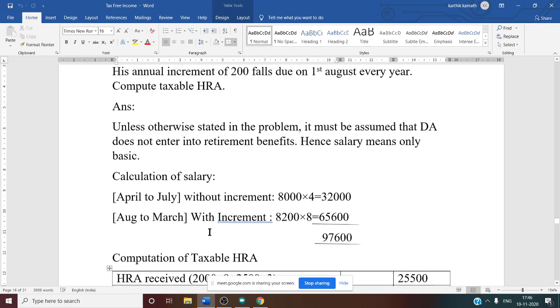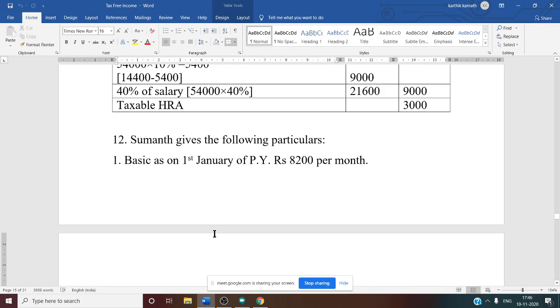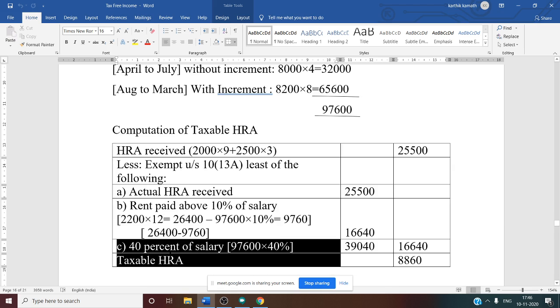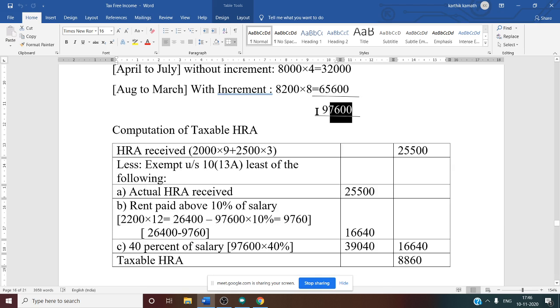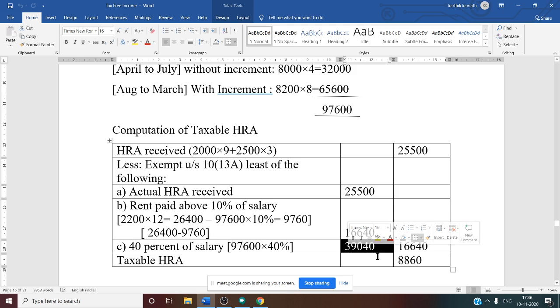Now, the third condition. Again, the city is not mentioned in the problem. Whenever the city is not mentioned in the problem, we have to take 40% of salary. So 40% of salary, we know 97,600. 97,600 into 40%, if you do, you will get 39,040 as the answer for condition number 3.